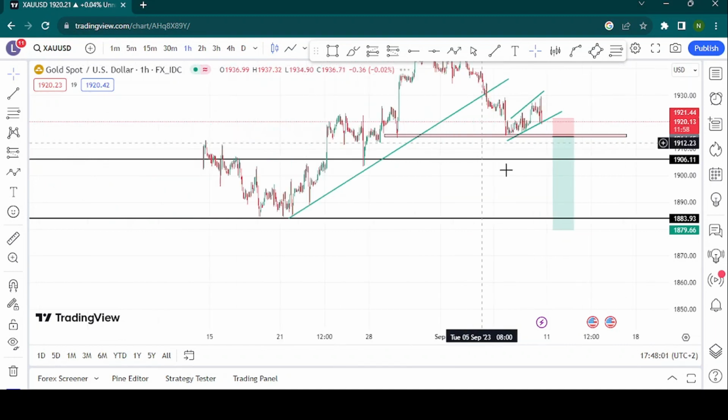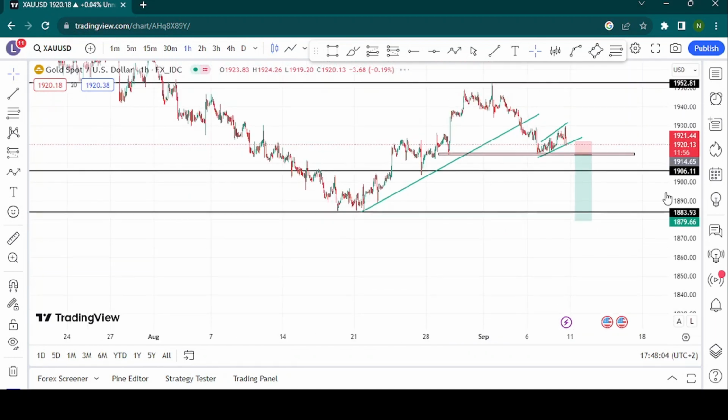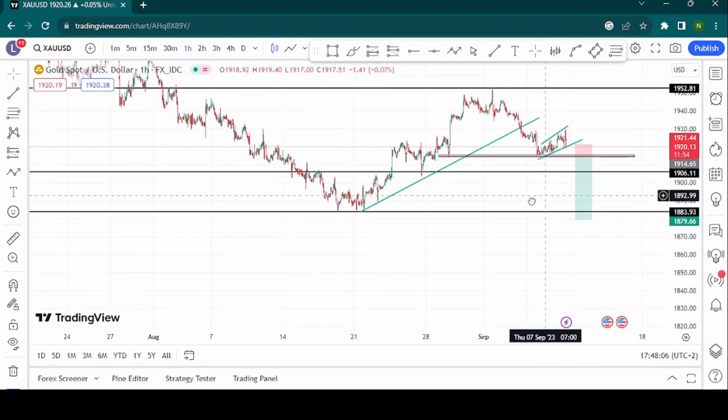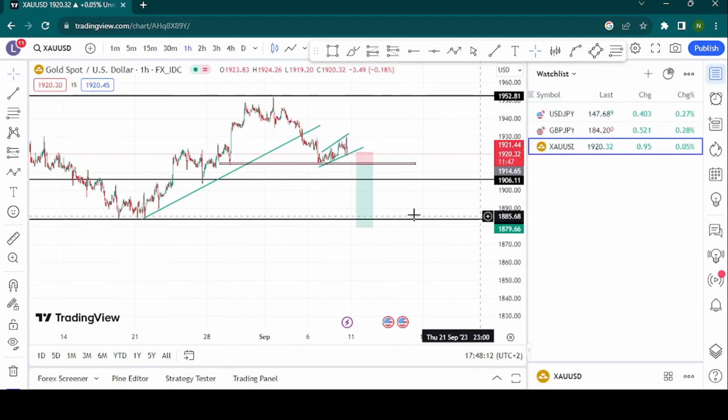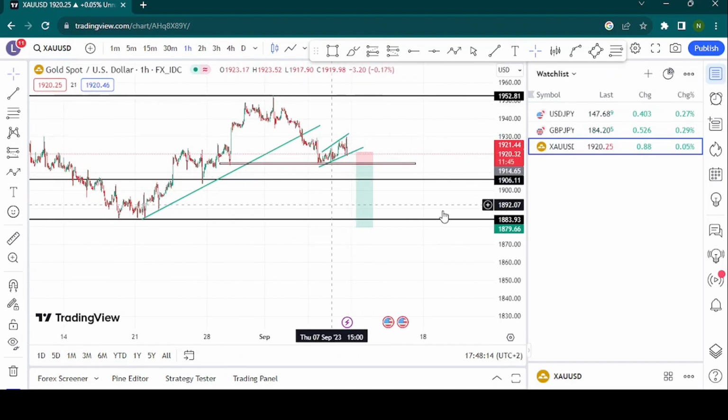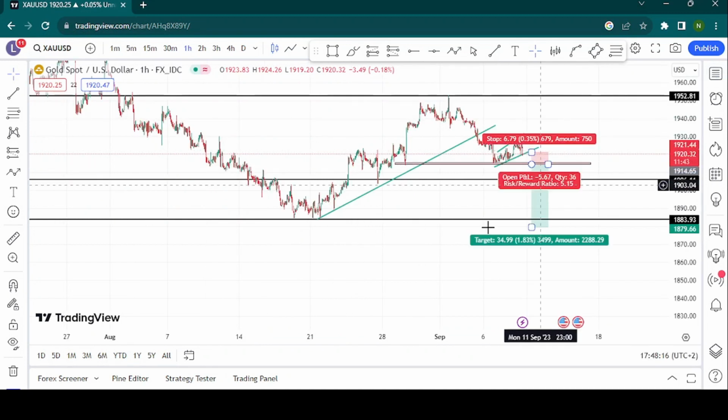Let's wait and see what the market is doing, then we trade. Remember, we trade what we see, then trade what we think, right? So yeah, this is all gold is showing us. Then let's trade what gold is showing us, guys.